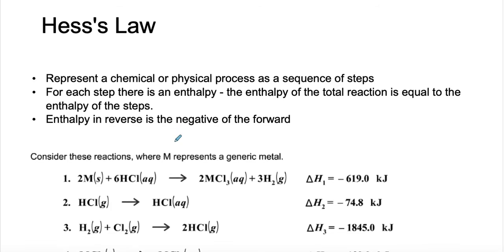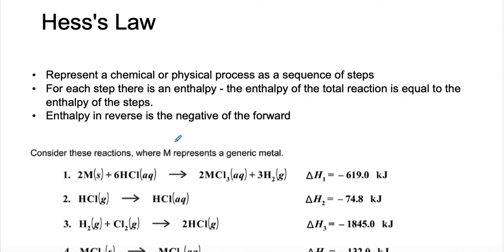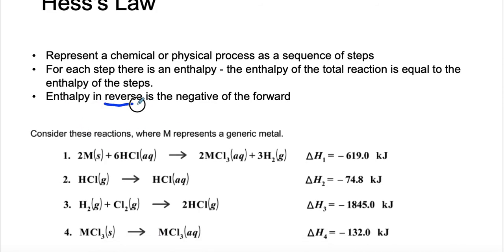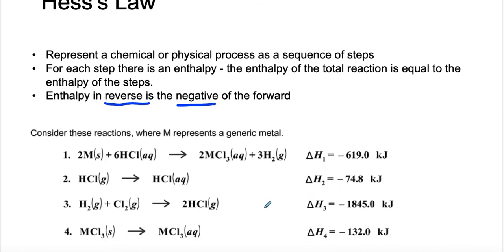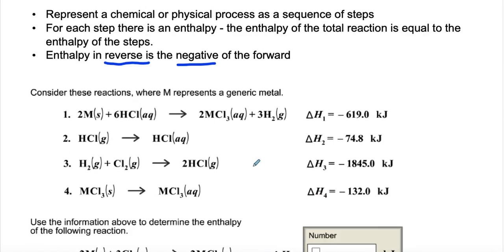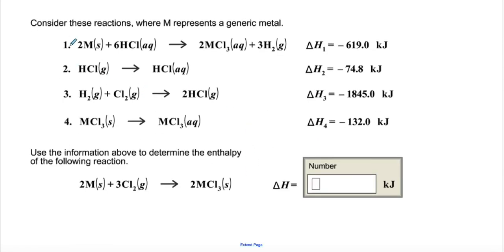All right, and then finally, Hess's law. So Hess's law is representing a chemical equation by a sequence of steps. Each step has an enthalpy. The total enthalpy of the reaction is equal to the sum of the enthalpies of the steps. And then if you reverse something, the enthalpy is going to be negative. So here's an example of Hess's law enthalpy. We have something that takes 4 steps, and each step has an enthalpy of reaction. Or actually, these are 4 different reactions, and each one has an enthalpy of reaction. And then we have this overall reaction.